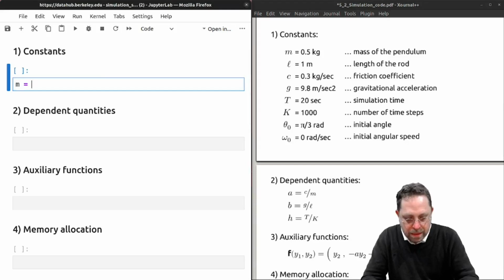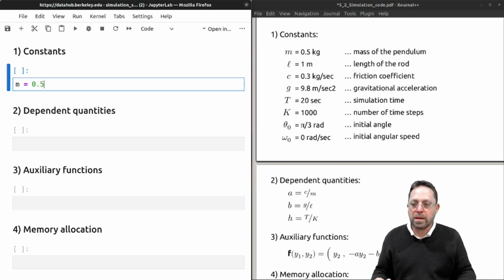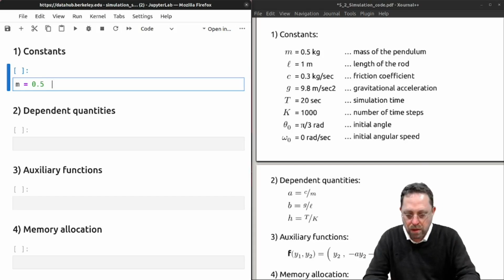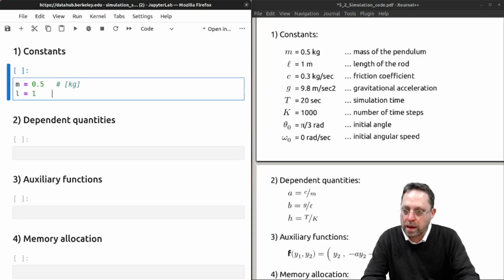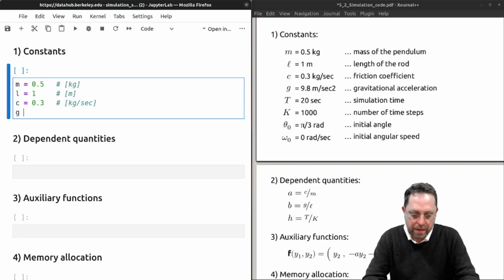I'm going to say mass is equal to 0.5, and I like to record in the code the units of each of the constants. This really helps to avoid lots of bugs that arise because of confusion over units. So I'll say that the mass is in kilograms, then the length is 1, and that is 1 meter. Then the friction coefficient is 0.3, and that is in kilograms per second. Gravitational acceleration is 9.8, as we all know, in meters per second squared.